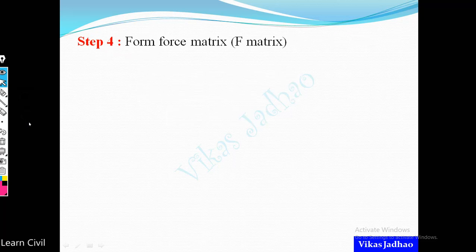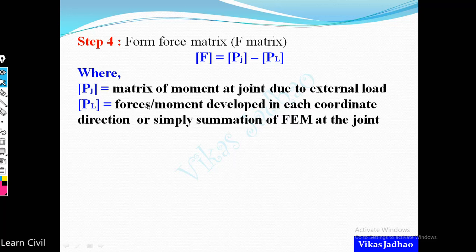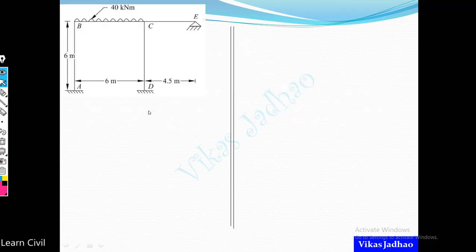Step number 4 is to form the force matrix. Now the force matrix is given by this equation, that is PJ matrix minus PL matrix. Here the PJ matrix is the matrix of moments at the joints due to external load, whereas the PL matrix is the matrix of summation of fixed end moments at that particular joint.